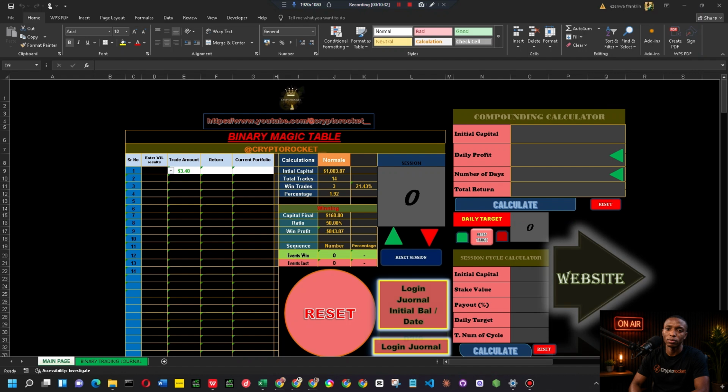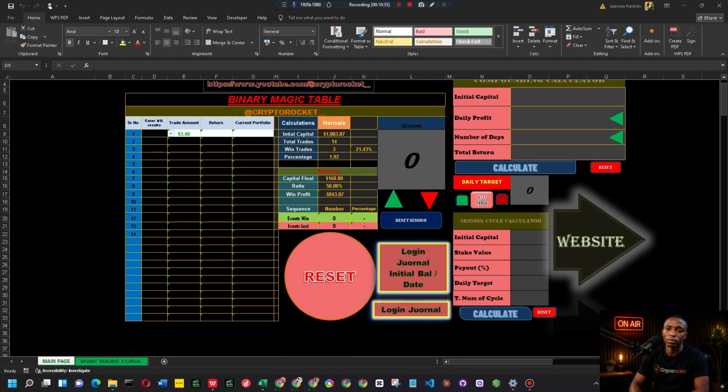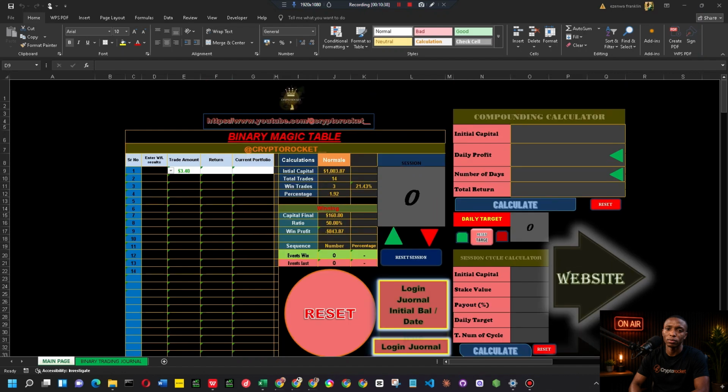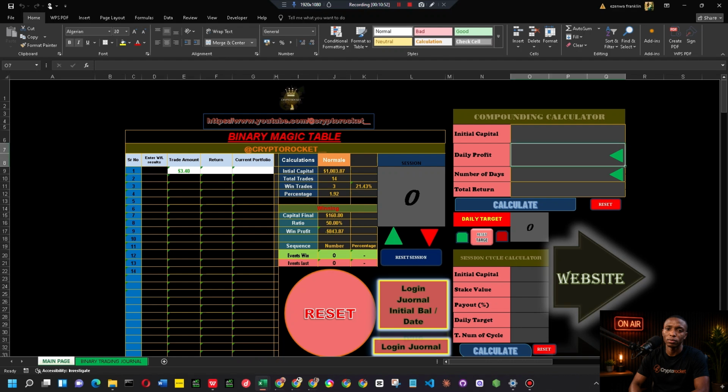First of all, we have initial capital, where for example you put your initial capital. The next one will be for the daily profit. How much do you want to be making in a day? You can put it here. Then the number of days you want to go. For example, I don't think anyone can trade 30 days in a month. I think the realistic number is at least 25 days in a month. Then you put your 25 days and click calculate, and it will show you your balance here.